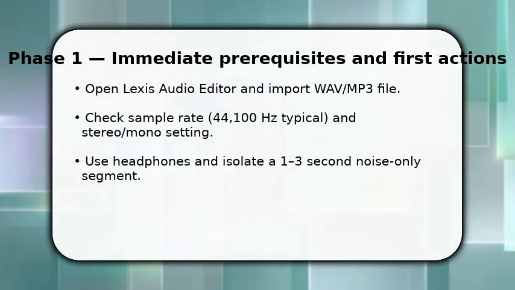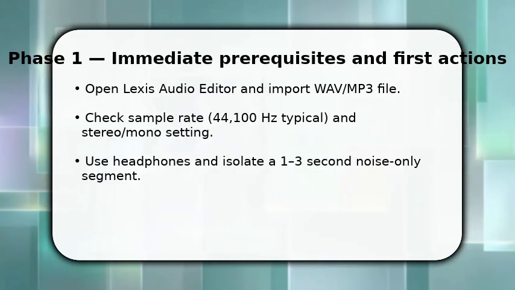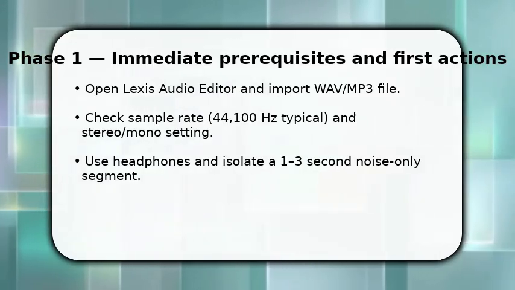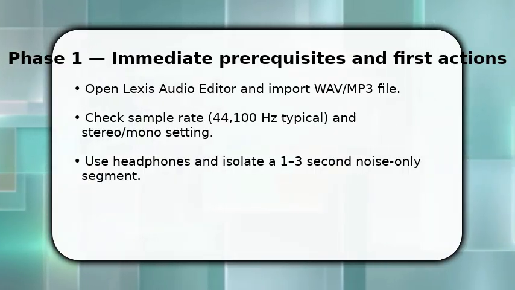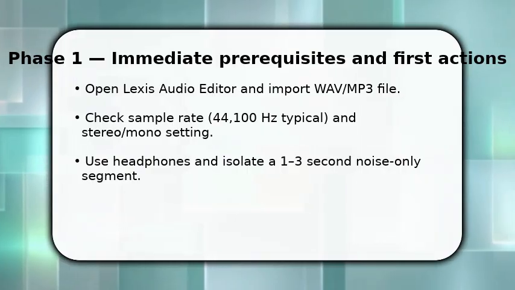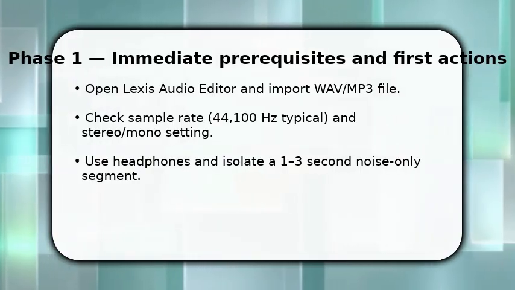You start by loading the recording into Lexis audio editor so you can work precisely. Once loaded, confirm the sample rate. 44.1 kHz is standard, and whether the track is mono or stereo because processing differs slightly.